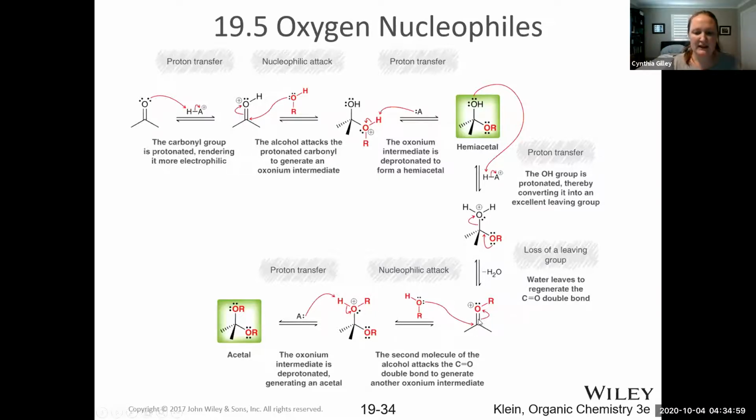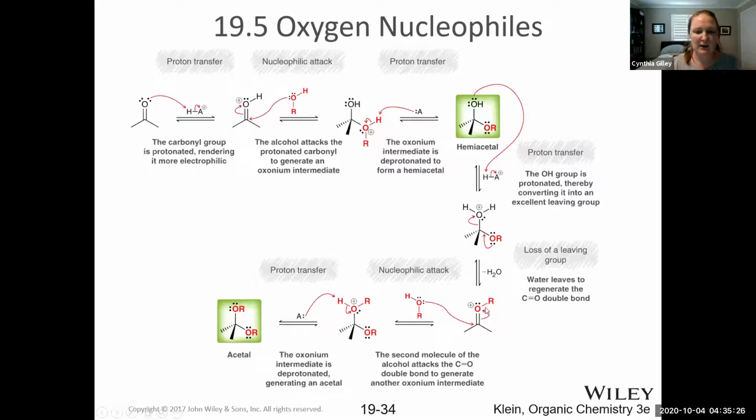From here, again, this carbon is very electrophilic because it's attached to a positively charged oxygen. So it makes sense that a second alcohol would come in and do a nucleophilic attack, right? To form the intermediate where the oxygen is positively charged. We call that an oxonium ion. And after deprotonation, it will be the neutral OR group. And since there's two of them, we can call this an acetal.